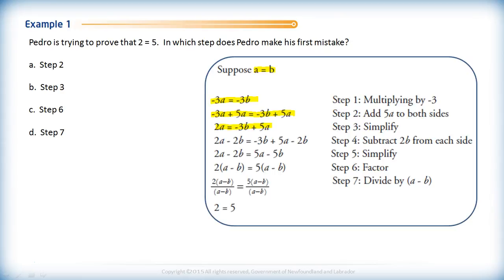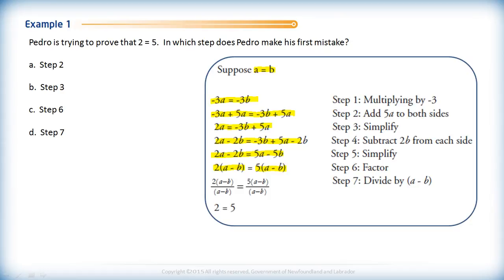Step 4, subtract 2b from each side. Okay, that looks good, and that looks good. And then simplify again. So -3b and -2b makes this -5b here on the end, so that looks good. Wow, we're rolling right along. And then he's going to factor. So a common factor of 2 in the left-hand side, and on the right-hand side, a common factor of 5. I'm okay with that too.